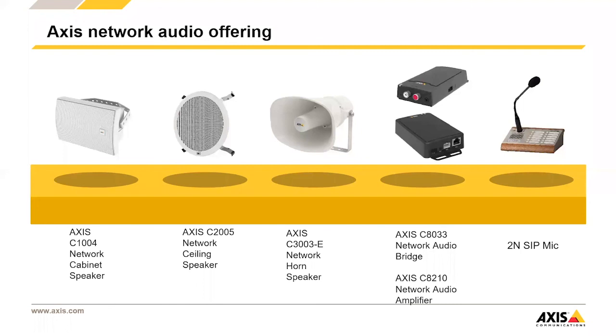Migration devices, the two boxes there, the 8033 and the 8210, are developed to help interact and interface with existing or legacy analog systems. And the 2-inch SIP microphone enables a SIP mic for paging applications. Any number of those SIP mics can be used in an application. So I'm going to go through the products here real quick.